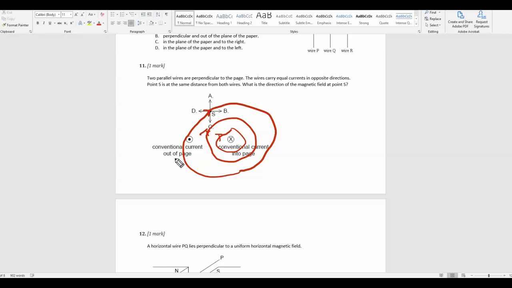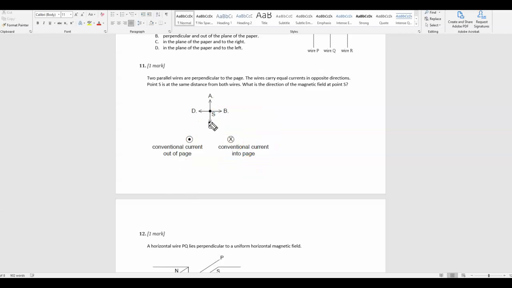In other words, let me erase this so you can see what I mean. The field due to this wire would be going up and to the right. The field due to the other wire would be going up and to the left at that one single point in space. And so the net effect would just be the x components would cancel out, and the field itself would be going up at that point. Okay, so that is question 11.